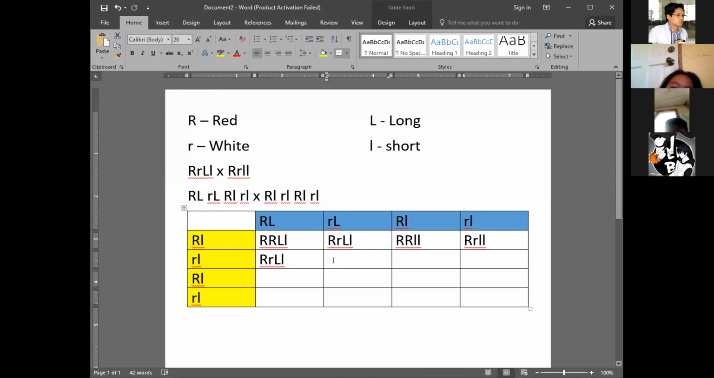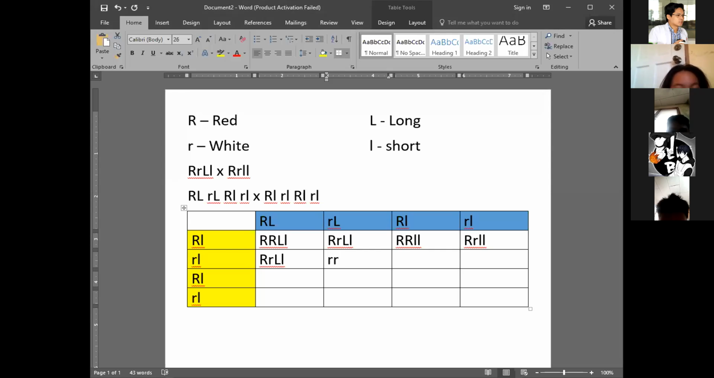Take note. You need to start again with the priority or the first gene, which is the color of the eyes. It should be the color of the eyes first. Okay, so what would be the genes? Small letter r, all small letter r, and small letter l, small letter l. How about this one? Big letter L, then small letter l. Okay.